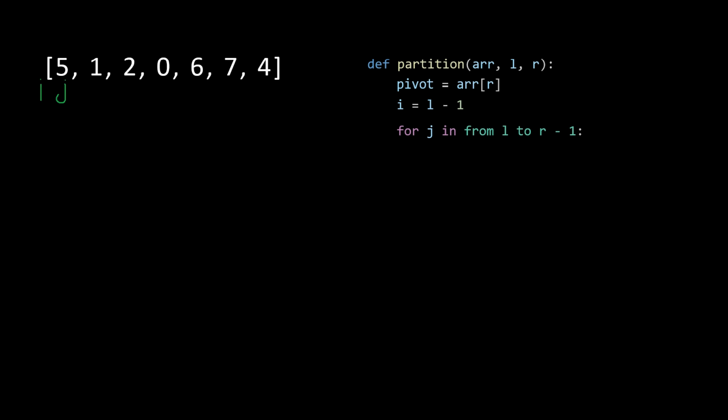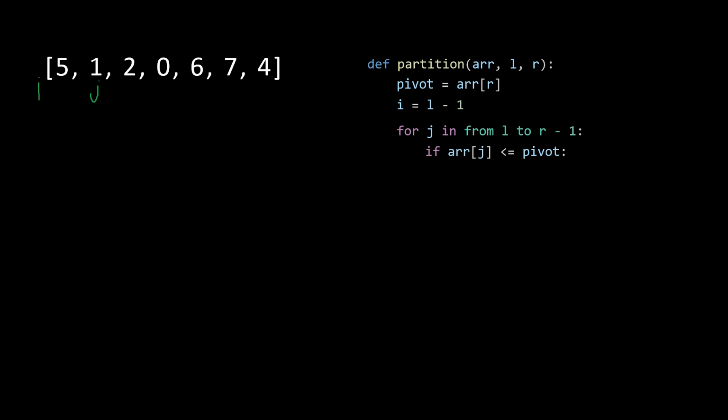Now we have to check for a condition, which is: is the value at J less than the pivot? In this case the value is 5 and our pivot is 4. 5 is not less than the pivot, so we are just going to move on. So J will now go right over here. So as you can see, we incremented J by 1 and now J is at this element.